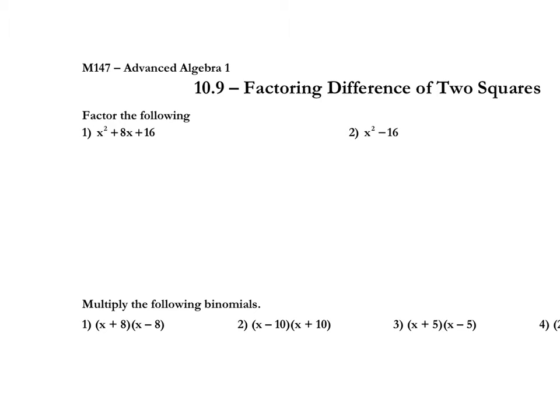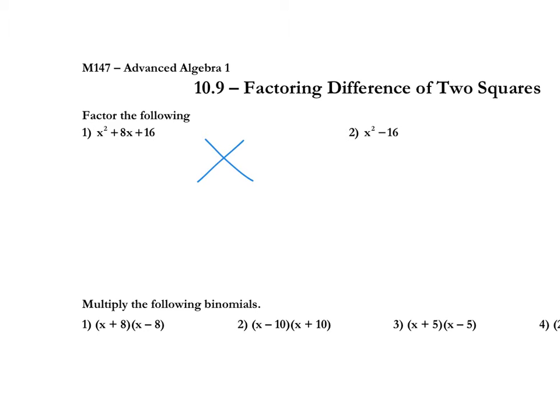Today we're going to talk about factoring difference of two squares. So if we look at example number 1, we go through the whole process of is there a GCF, which there is not, how many terms there are, there's 3.